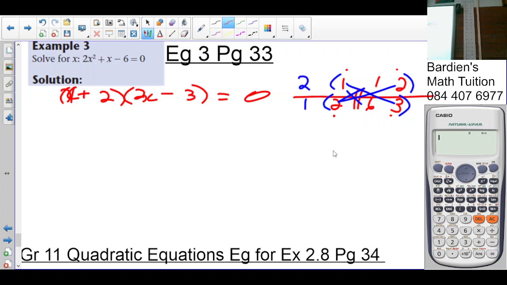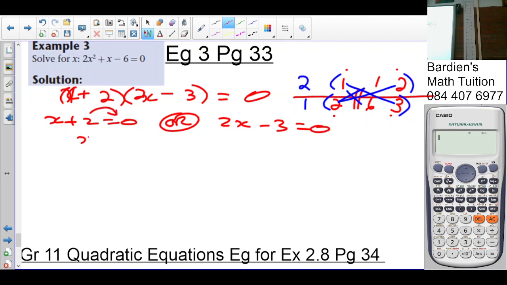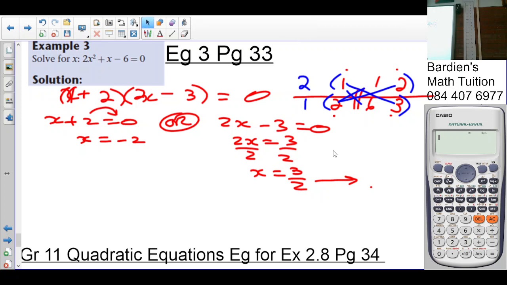So we say x plus 2 is equal to 0, or 2x minus 3 is equal to 0. Set each factor equal to 0. Bring that 2 over, becomes x is equal to negative 2. 2x is equal to 3, divided by 2, x equal to 3 over 2. Any confusion there? No? Any questions?